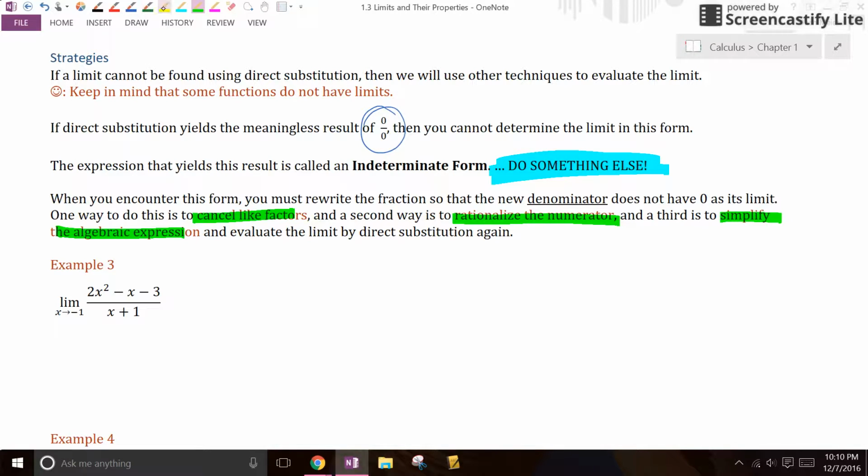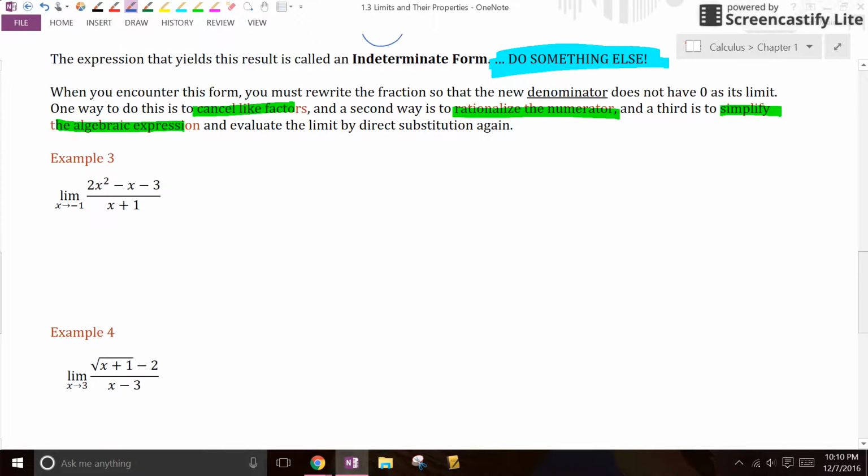So there's some more examples of complete madness. So here's example 3. Example 3 says, all right, I want you to find the limit as x approaches -1. So look, as you plug in -1, you get 2 plus 2 minus 3 over -1, right?